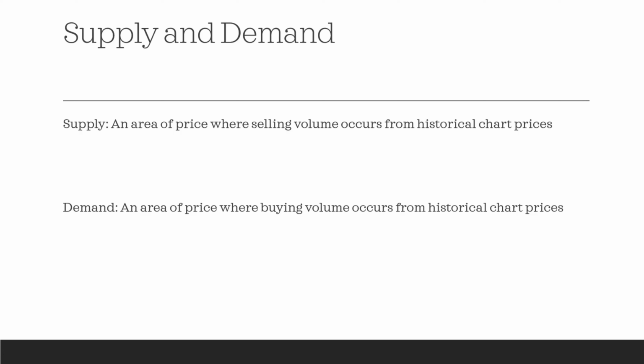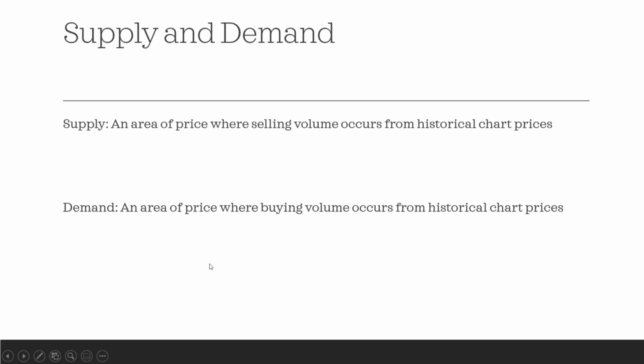All right, so we're going to go ahead and go into supply and demand. Supply zones are just an area of price where seller volume occurs from historic chart prices. So when people say look left in order to go right, that's what they mean. They mean look at what the chart has done in the past, and reference those areas to see what the chart will do in the future. Whether it bounces off an area and rejects from an area, or if it breaks an area and retests above an area for a buy or rejects off of a sell. Pay attention to what it has done in the past in these areas in order to predict the future.